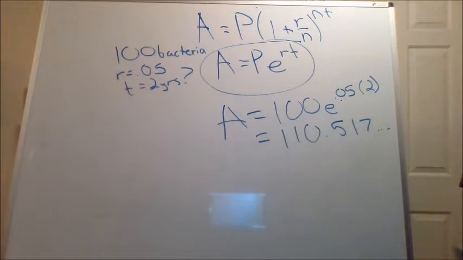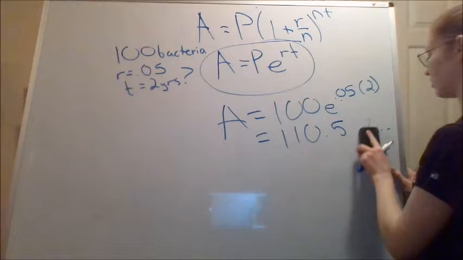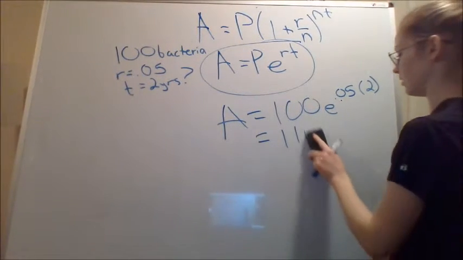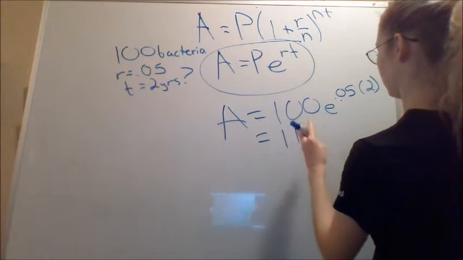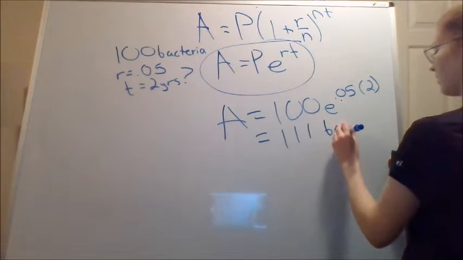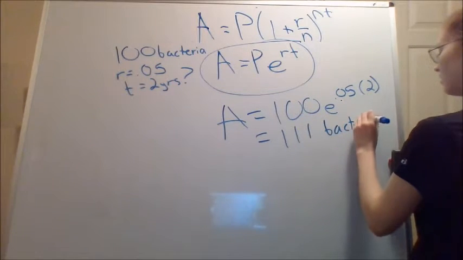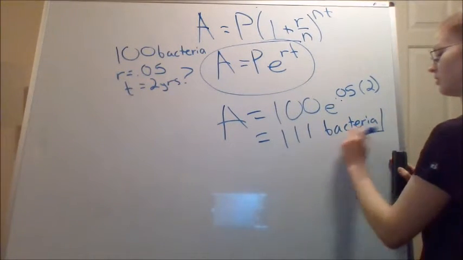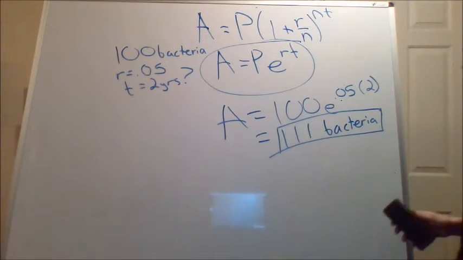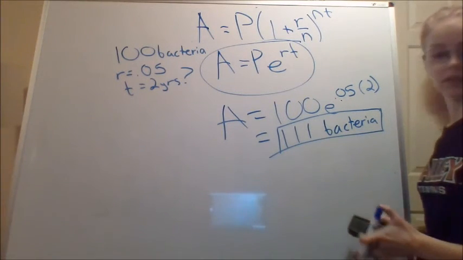So many times, and this depends on the word problem that you're working with, you want to round up to the next unit. And so in this case, we could say that we have 111 bacteria after 2 years. And so that is the basics of E, and that's how you use it.